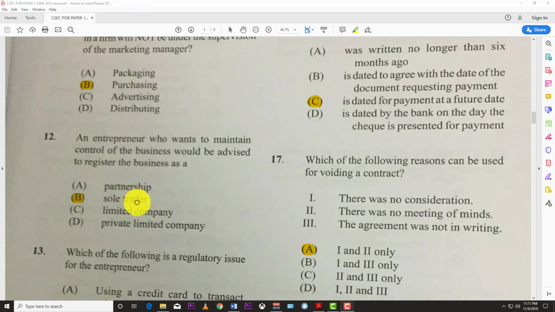Number 12, an entrepreneur who wants to maintain control of the business would be advised to register the business as a, and the best answer is sole trader, because you are the one who is solely in control of your business. Limited companies and private limited companies tend to have shareholders, and they can buy out the company if you don't look sharp.